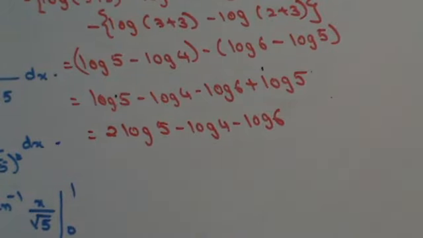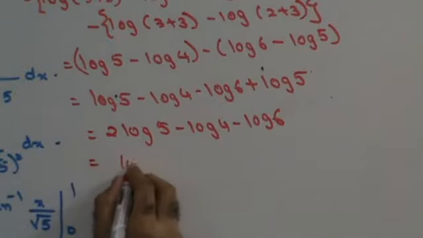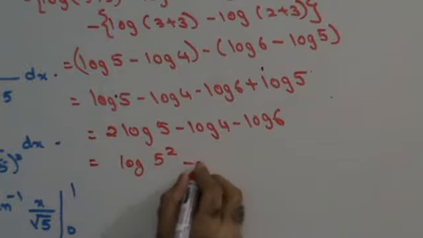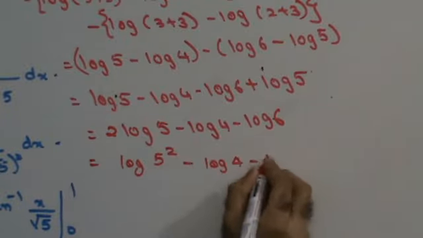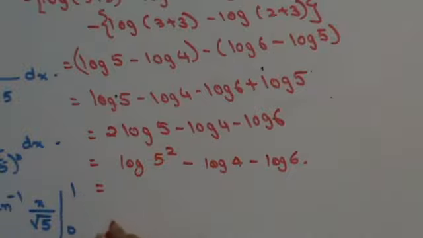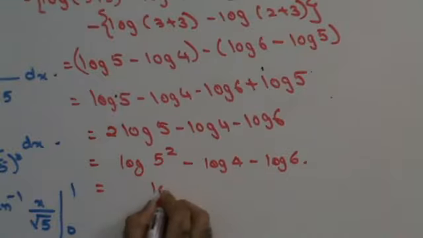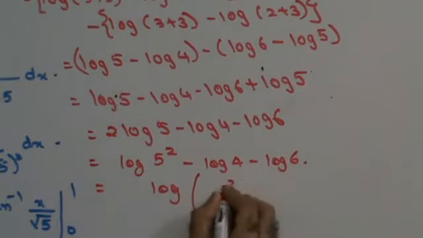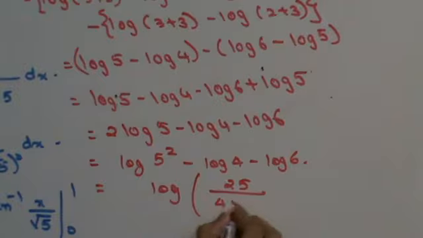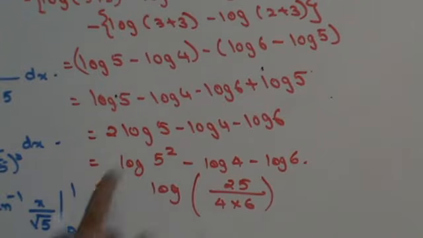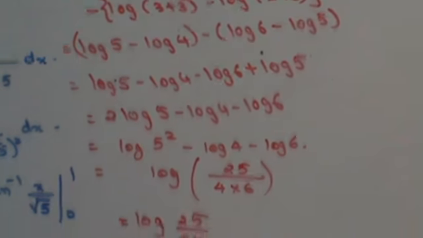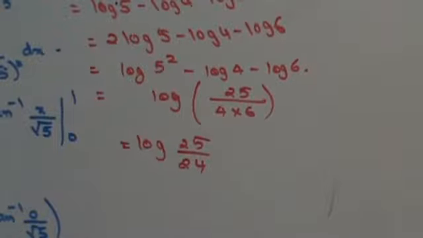2 log 5 can be written as log 5 the whole square, minus log 4 minus log 6. Addition changes to multiplication, subtraction changes to division. So this is going to be log 25 upon 4 into 6. Subtraction changes to division. Both of them come in the denominator. So your answer is log 25 by 24. Next, let's see the next sum, guys.